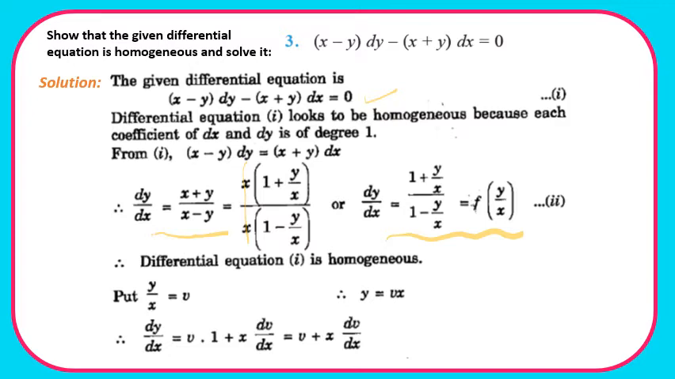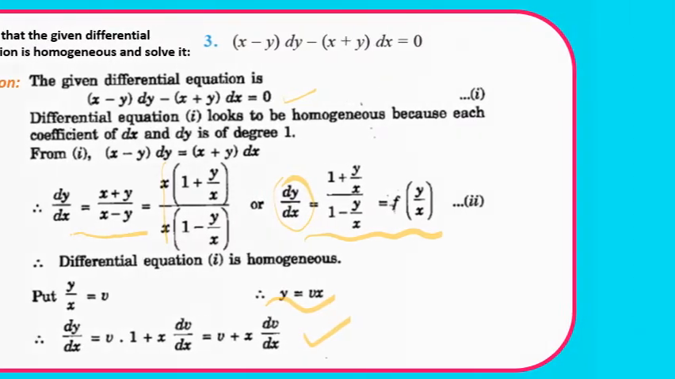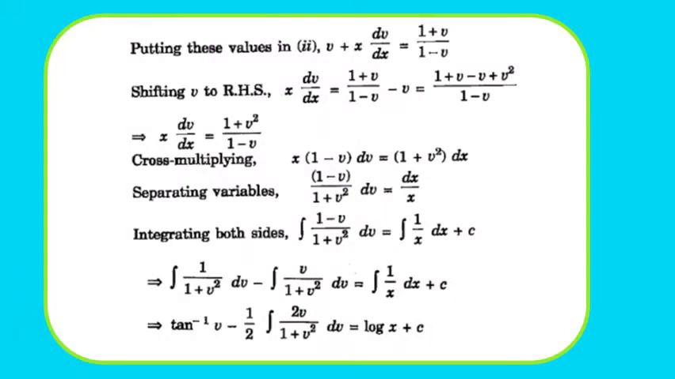Now, since we have dy upon dx, we will take y equal to vx. So dy upon dx equals v plus x dv upon dx. Making these substitutions, we get v plus x dv upon dx equals 1 plus v upon 1 minus v. So separating the variables, as we learned in the previous video, taking x to one side and dv to the other, we get 1 minus v upon 1 plus v squared dv equals dx upon x.